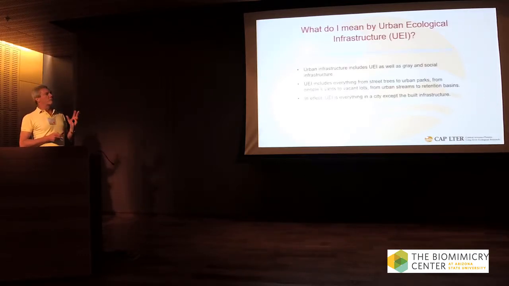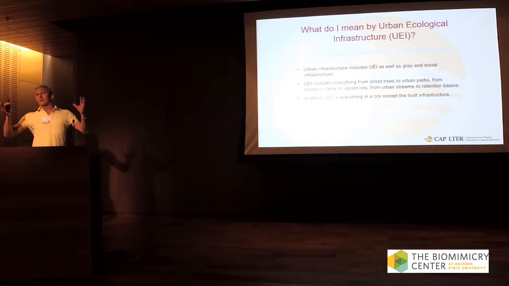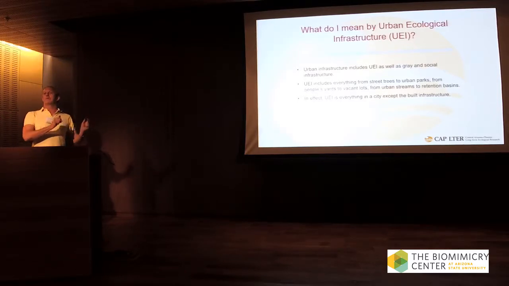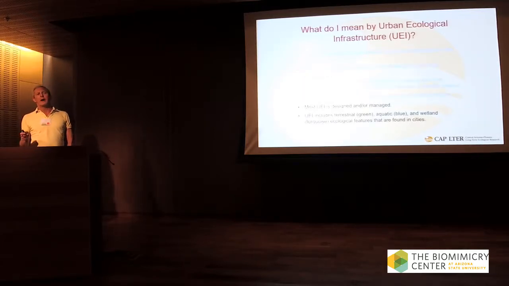Now, the kind of infrastructure most people think of when they think about urban is the built environment, right? That's what we call gray infrastructure. The rest of the physical infrastructure in cities that is not actually the built environment, though, is what we are defining as UEI, all right? So UEI covers everything that's not physically built, from street trees to people's yards, from lakes and rivers to vacant lots to parks. It's all UEI. And so essentially, everything in the city that isn't built is UEI, and most of that UEI, almost all of it in fact, is either designed or is designed and managed.